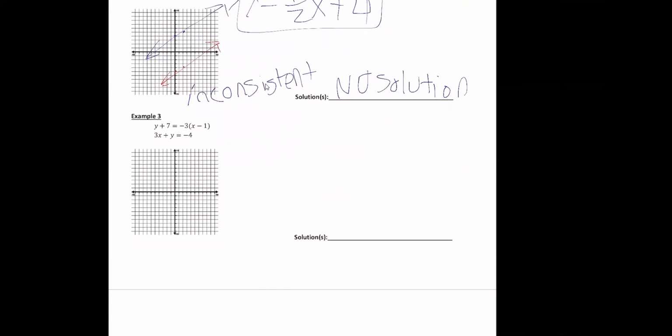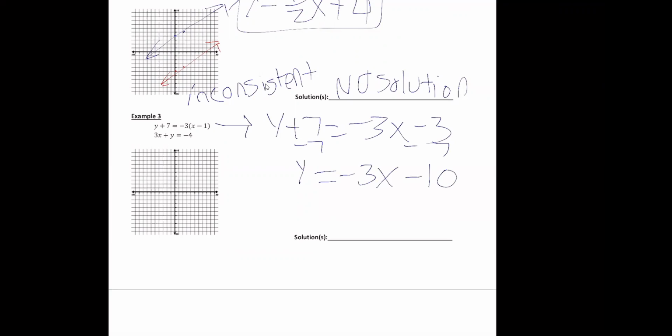For our last one, this one will require a little bit more solving. How do we do it on time? Maybe I'll actually do this one. So you'd have y plus 7. You could distribute the right-hand side. Then you would subtract that 7. And then for the bottom one, pretty simple, just subtract the 3x over. So you would just have this.